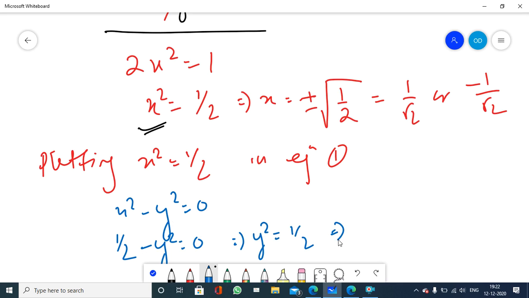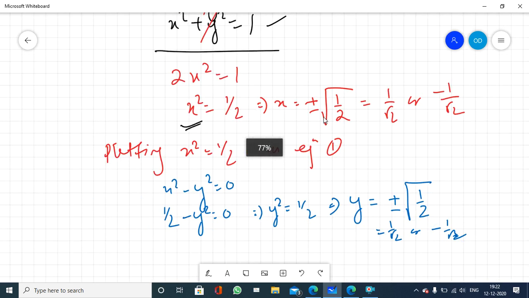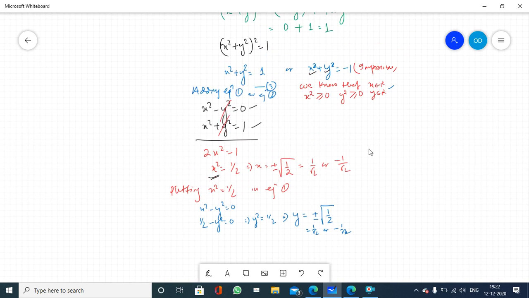Now if square of y is equal to 1 by 2 and y is a real number, then y must be equal to plus or minus root over 1 by 2, that is 1 by root 2 or minus 1 by root 2. As you can see here, we are getting two sets of values for x and y both. For x we are getting two values, and for y also two possible values.